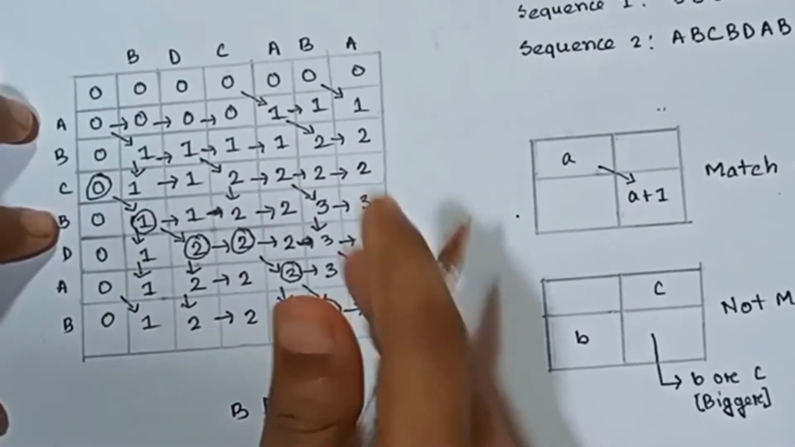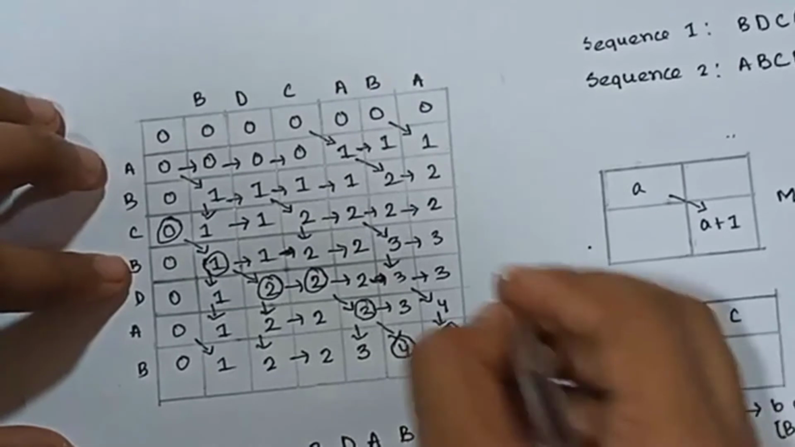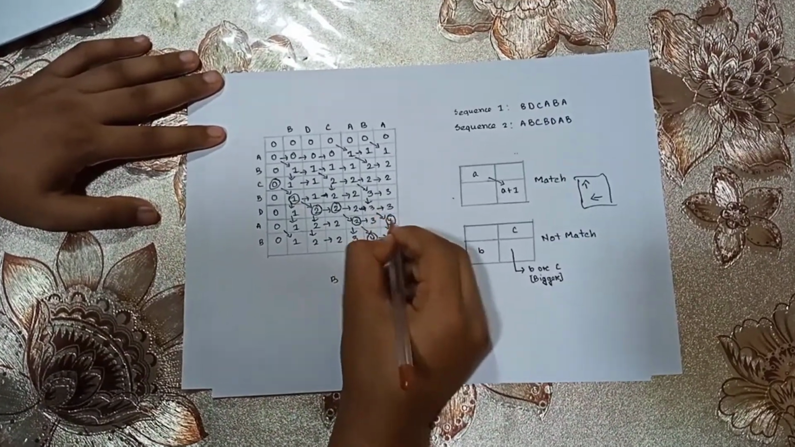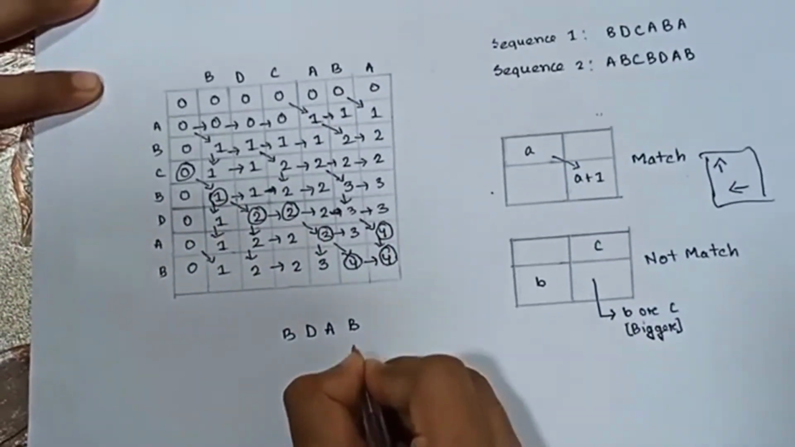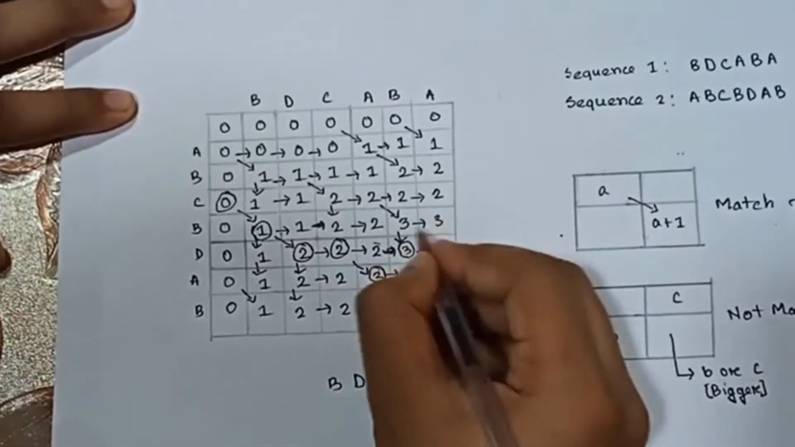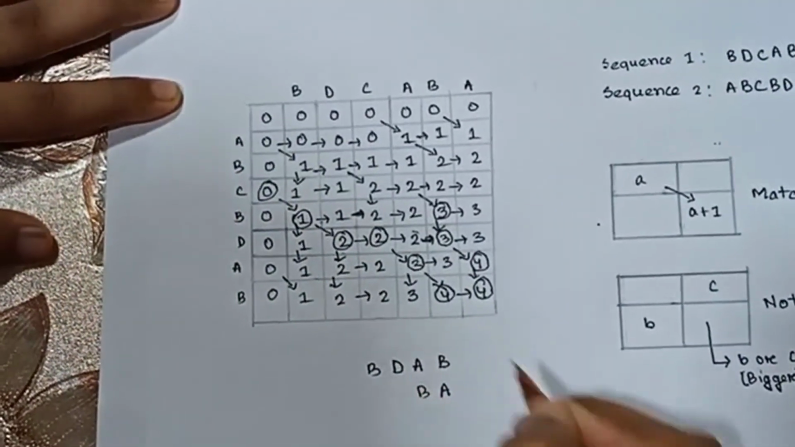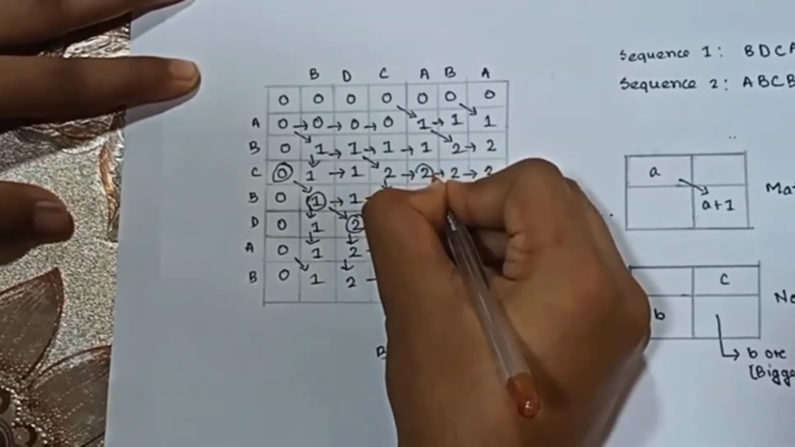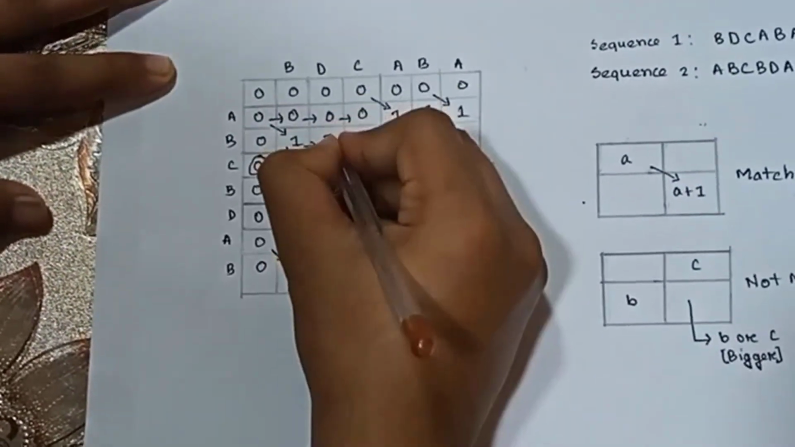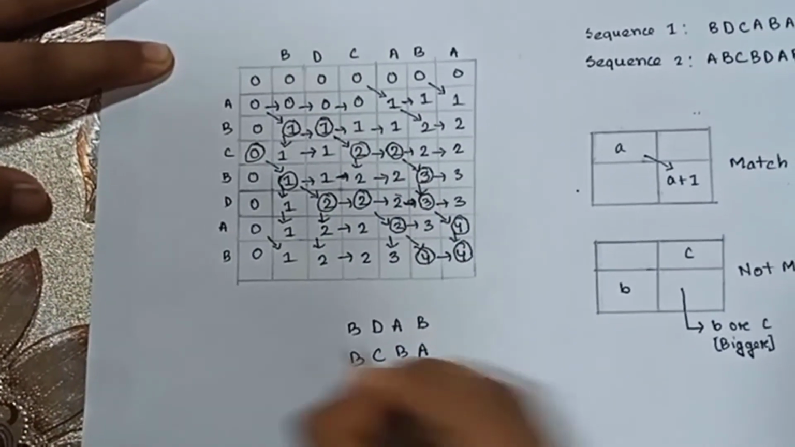Left to up, and we also get the same length from up to left. For up to left, we give the arrow downside. We go to 4, which comes from diagonally 3, and we write A. After that, we go to 3, which comes from the upper side 3, and this 3 comes diagonally, so we write B. Then we come to 2, which comes from the left side 2, and 2 comes diagonally, so we write C. After that, 1 comes from the left side 1, which also comes diagonally, so we write B.